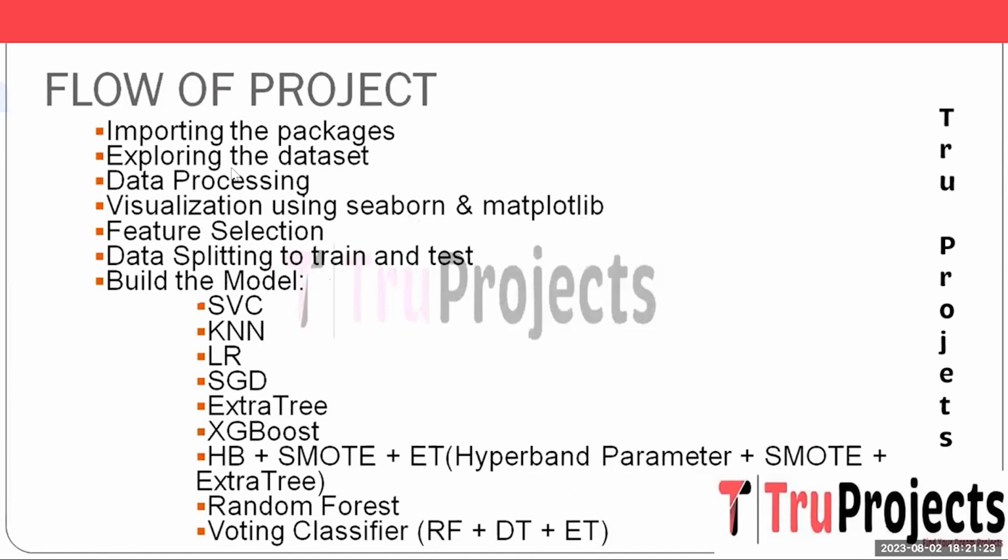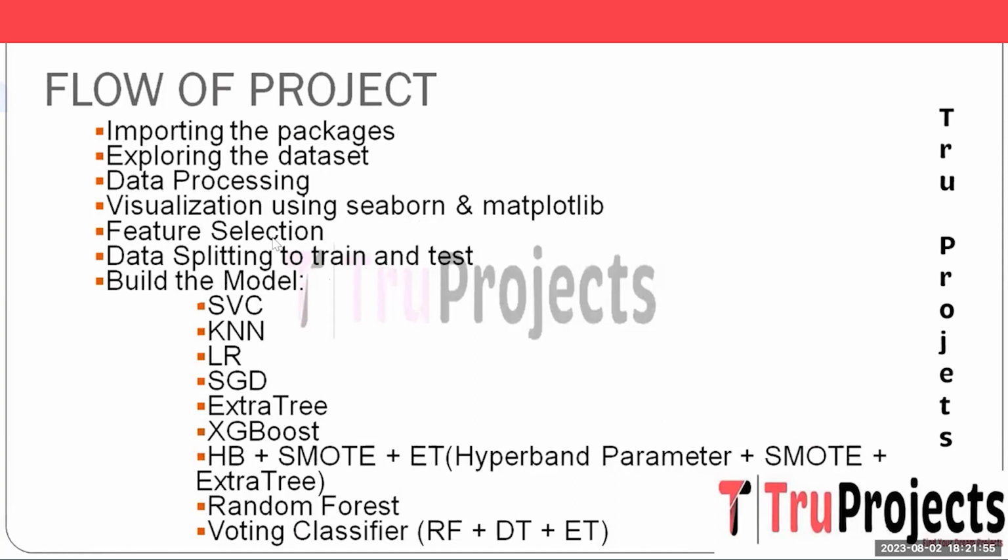And the third one is data pre-processing. Prepare the dataset for analysis by handling missing values, outliers, and formatting inconsistencies, employing techniques such as imputation, normalization, and encoding to ensure the data is suitable for modeling. And the next step is visualization using Seaborn and Matplotlib. Create visualizations using Seaborn and Matplotlib to gain a deeper understanding of the data distribution, correlation, and trends.